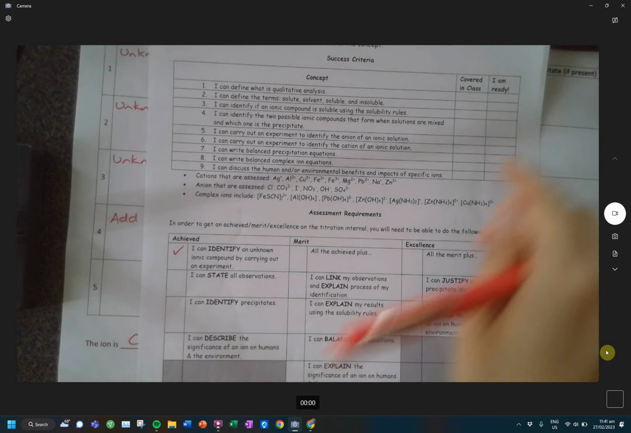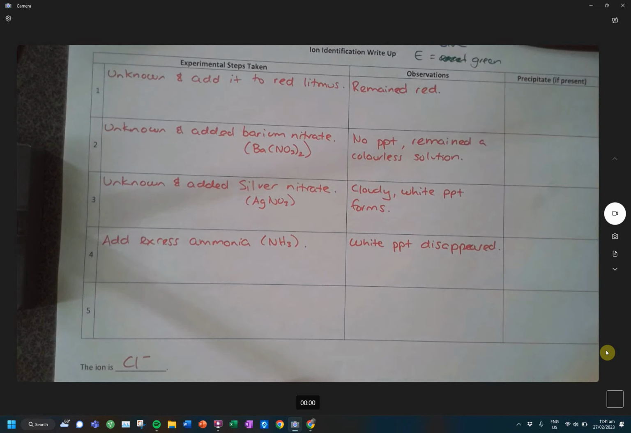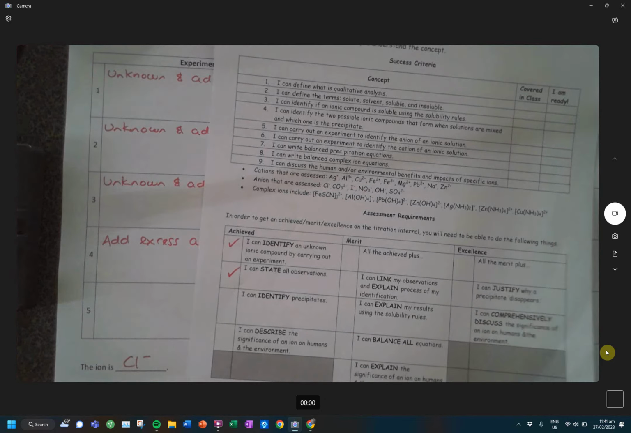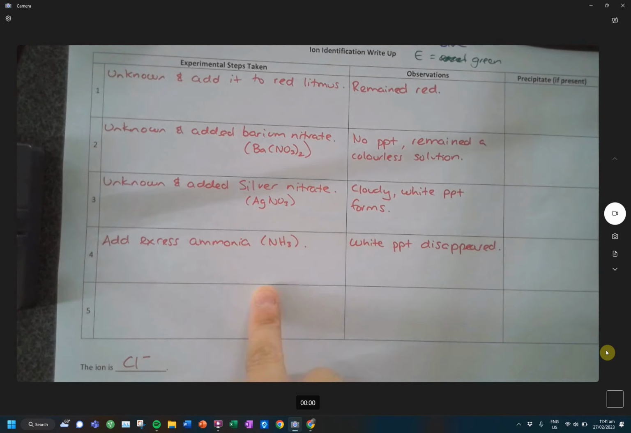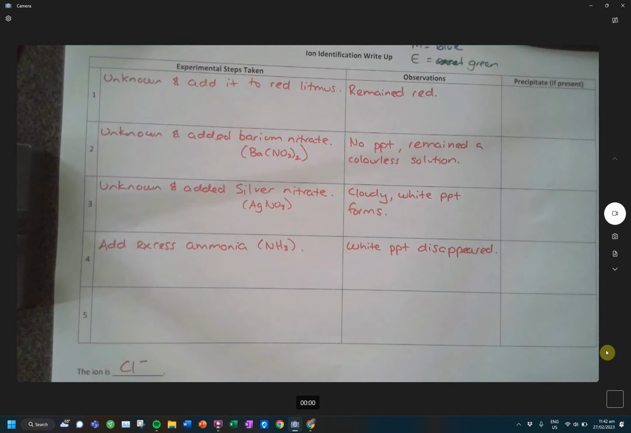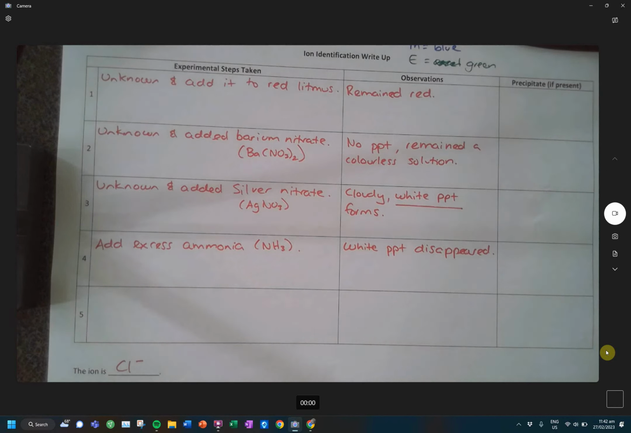Second thing I need to do for an achieved is I need to state all my observations. These are my observations. Each one of those steps that I've done, I have stated what I see. So I can tick that one off. I've also shown my steps on how I figured out it was chloride with my experimental steps. Are we good so far? All right. Next thing is I need to identify the precipitate. So any precipitate that has happened, I need to identify. If I'm looking at my observations, the third step is the only one that I have a precipitate. So I need to figure out what that precipitate is.